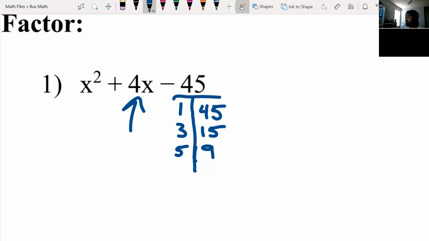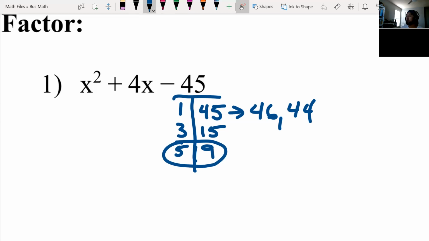5 and 9. Definitely 5 and 9, right? 5 and 9 is the obvious choice here. And when I say add or subtract, well, let's look at your factors. 1 plus 45 can give me 46, or 45 minus 1 can give me 44. Are those anywhere near 4? No, definitely not. 3 and 15, if I add those, I get 18, and 15 minus 3 gives me 12. I don't get anywhere near 4. This is why 5 and 9 are the best choice.